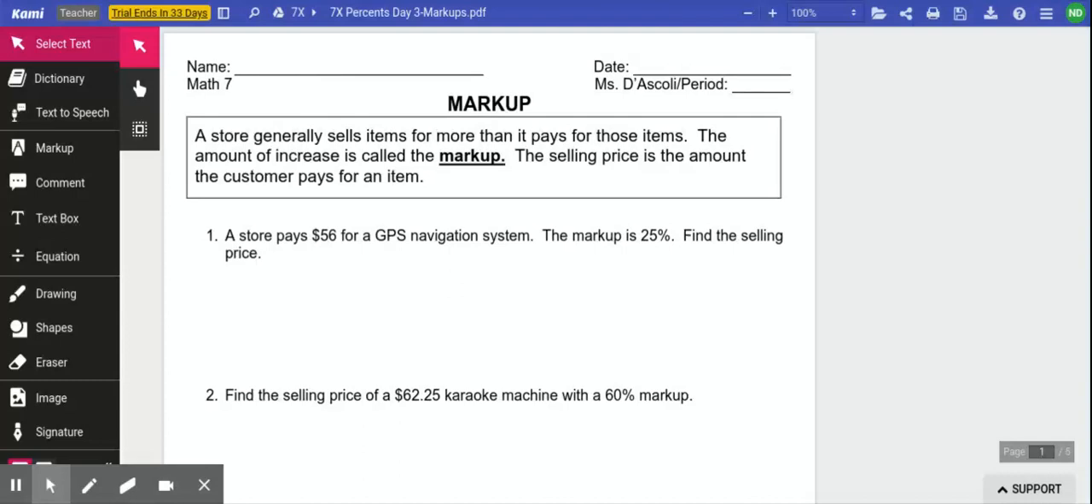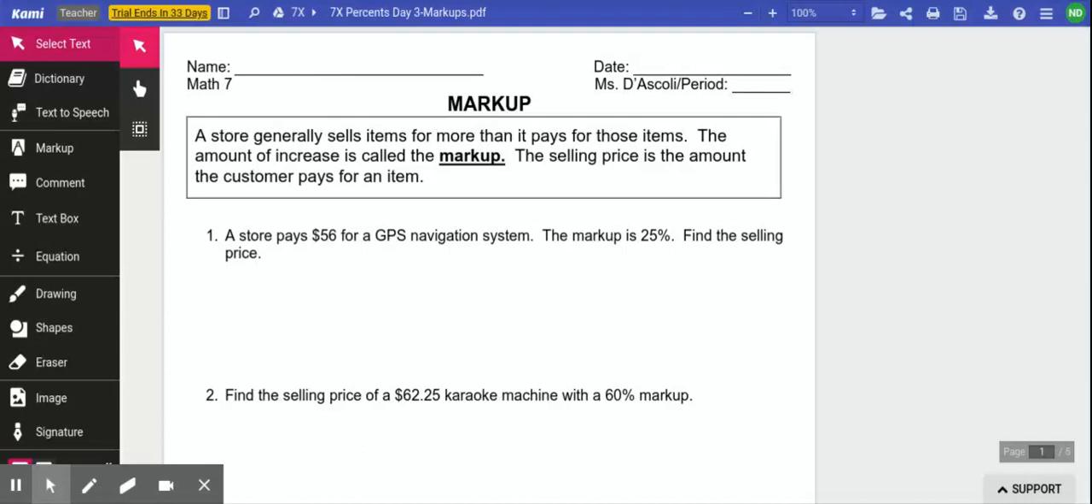Now, just like with markdowns, there are going to be other keywords and phrases that tell us we're going to have a markup. So in a word problem, you might just see the word markup, which obviously represents a markup. You might also see something called sales tax. And you guys know if you go to the mall to buy, let's say a pair of jeans, the price of the jeans might be $50 and you bring them to the register, you're not paying exactly $50 for those jeans because you have to pay a sales tax. And that sales tax is increasing the price of an item, which makes it a markup.